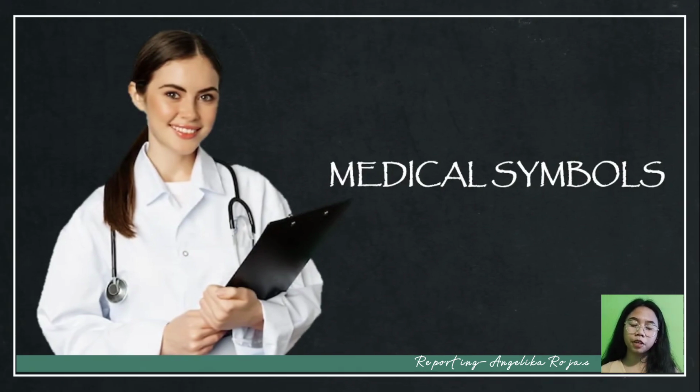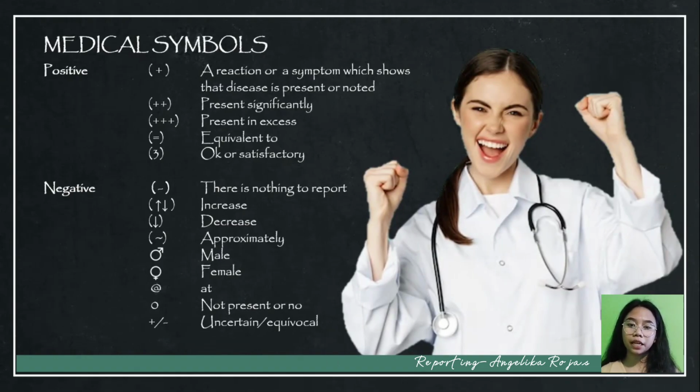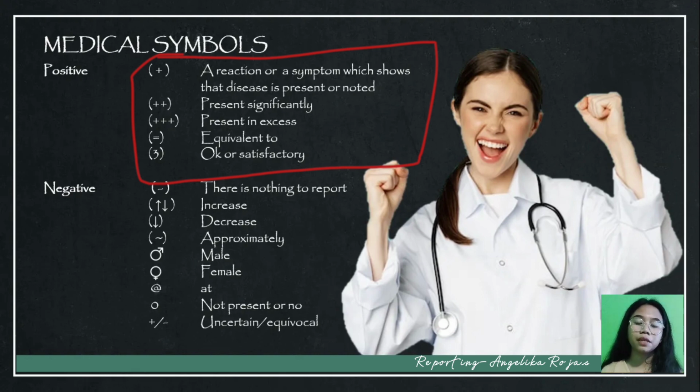So last topic under medical terminologies are the medical symbols that are used by our medical physicians. We have two types of medical symbols, the positive one and the negative one. Under those positive medical symbols, we have here the single plus symbol, which means a reaction or a symptom which shows that this is present or noted. The double plus symbol, which means present significantly. The triple plus symbol, which means present in excess. The equal symbol, which means equivalent to. And lastly, the number 3 symbol, which means okay or satisfactory.